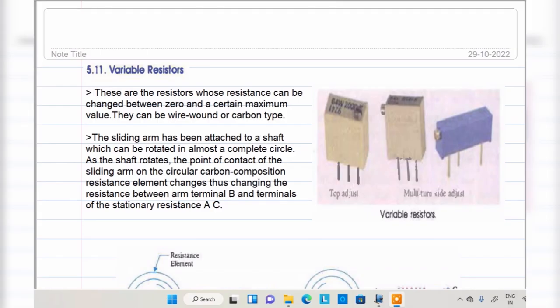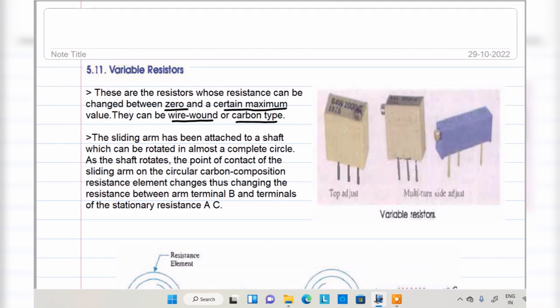Next one, variable resistors. The name itself says it is variable, changing. For example, if you want a resistance in between 0 to 10 ohms, this particular resistor is very useful. These are resistors whose resistance can be changed from 0 to a certain maximum value. The maximum value depends on the resistor you are using. Generally, two types of resistor we discussed earlier, wire wound as well as carbon resistors.